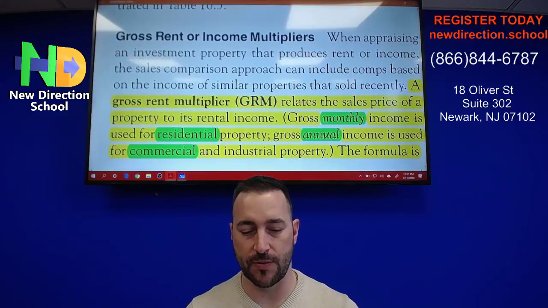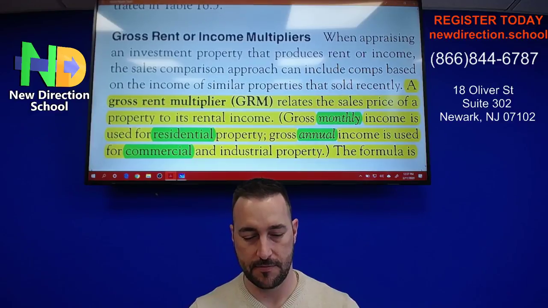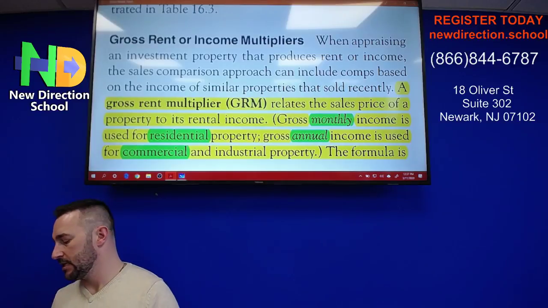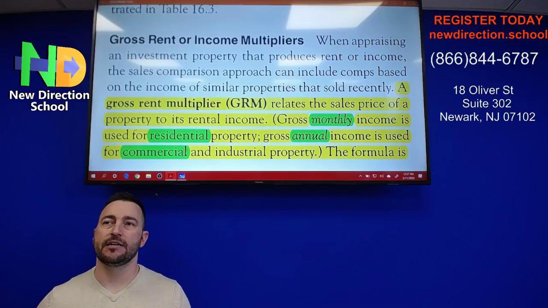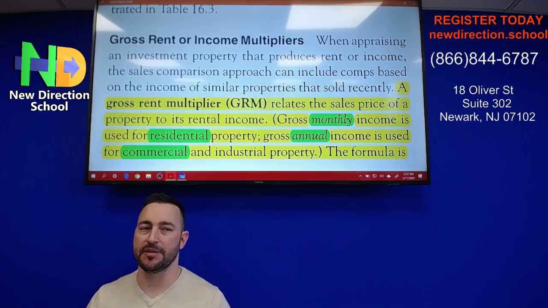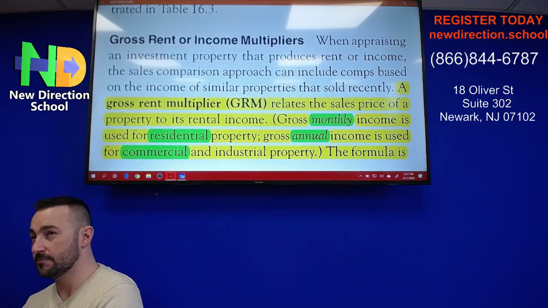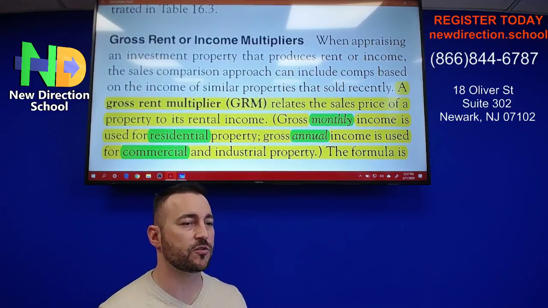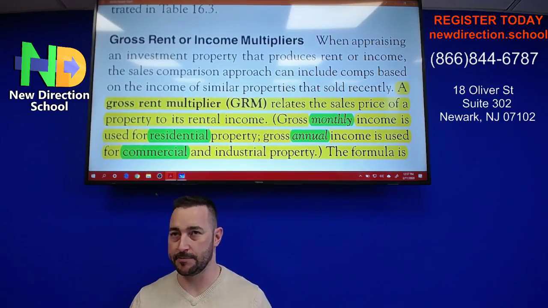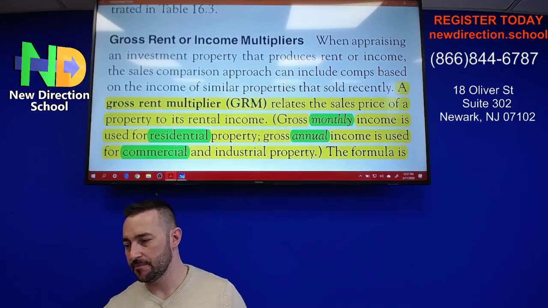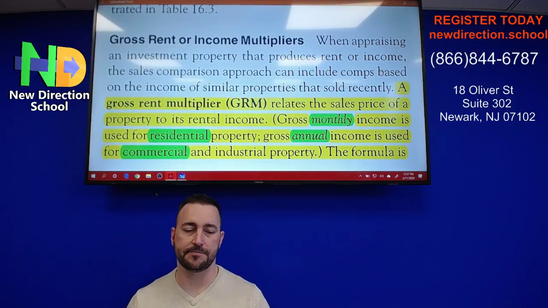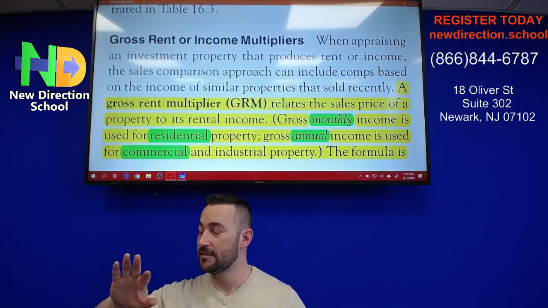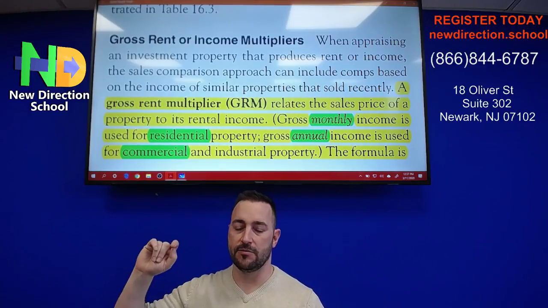Next thing we have is gross rent or income multipliers. When appraising an investment property that produces rent or income, the sales comparison approach can include comps based on the income of similar properties that sold recently. A gross rent multiplier relates the sales price of a property to its rental income. Gross monthly income, gross rent multiplier, I'm lost for a second. So gross rent multiplier relates to the sales price of rental income.